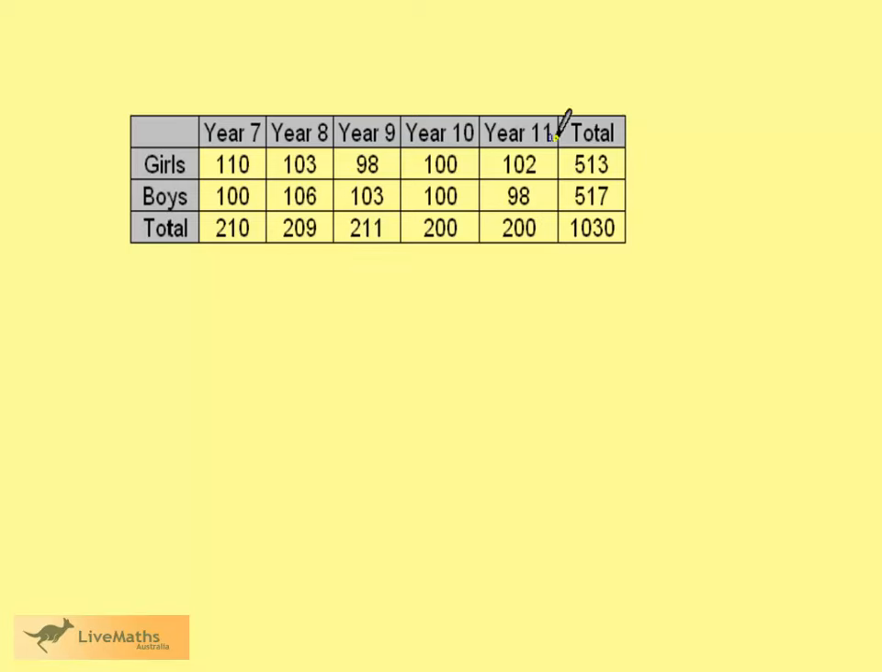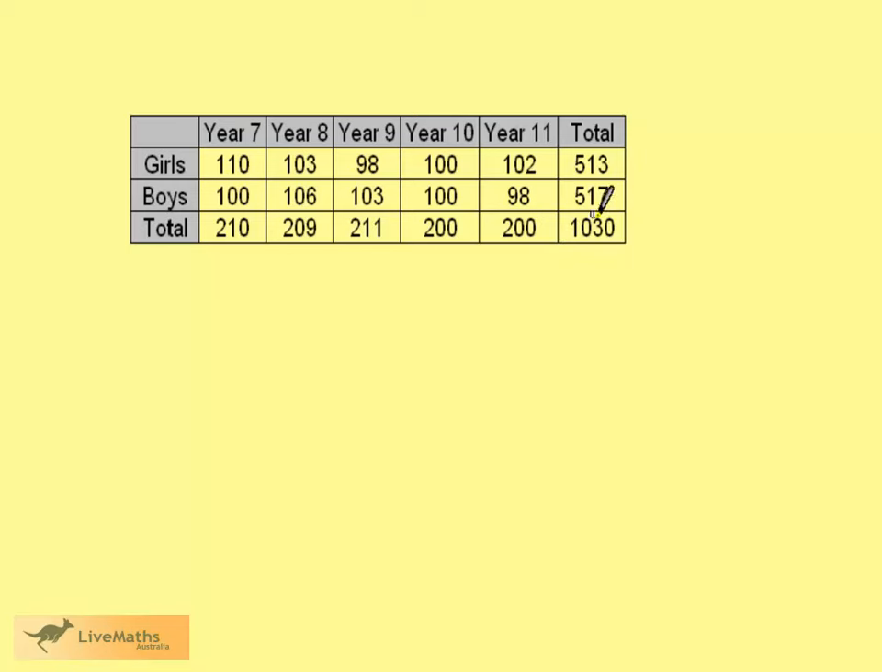Here we have a two-way table, including information about girls and boys and the various year groups at a school. So the years are in the columns, telling us how many boys and how many girls in each year group, and in the rows are the number of girls and boys.